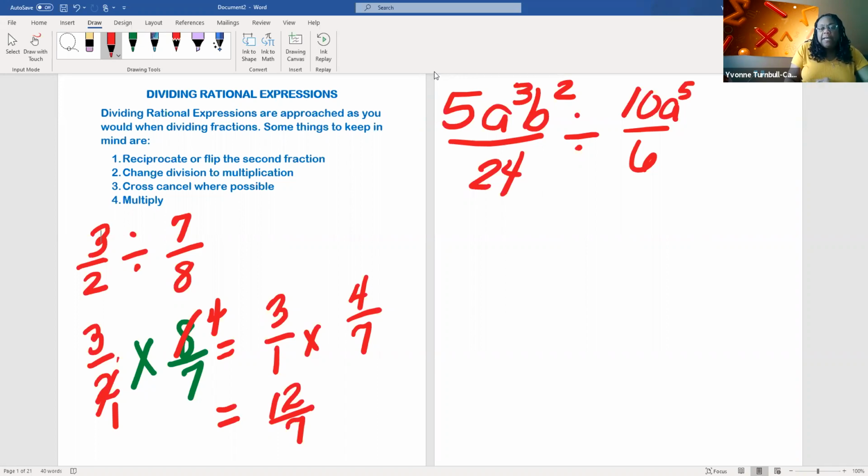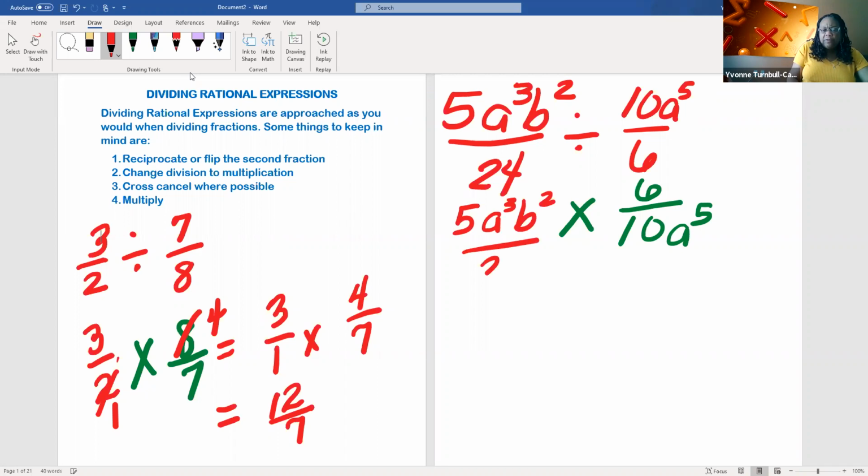on. And that means, like I say the word factor, I'm going to factor everything that's factorable so I can be able to see common factors and be able to cross cancel. Okay, first of all, let's make our changes. Remember, division becomes multiplication. The second fraction is flipped. 6 becomes my numerator. 10a to the fifth becomes my denominator. My first fraction does not change, so it's still 5a cubed over b squared. B squared over 24.